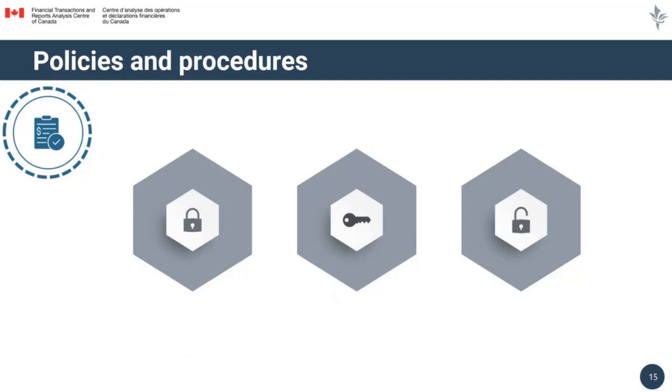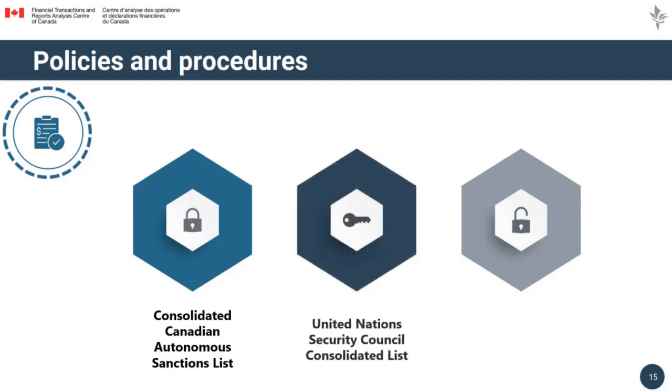Policies and procedures should cover how the reporting entity will become aware of sanctions. Reporting entities will need to ensure their screening and monitoring procedures capture the sanctions lists that apply. The Consolidated Canadian Autonomous Sanctions List is available to search names. This list includes individuals and entities subject to specific sanctions regulations made under SEMA and the Justice for Victims of Corrupt Foreign Officials Act. The United Nations Security Council Consolidated List provides a list of entities subject to measures imposed by the United Nations Security Council under the United Nations Act.